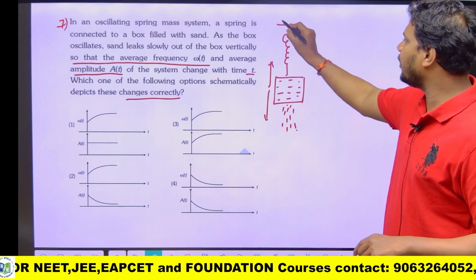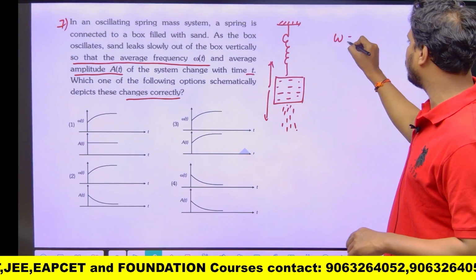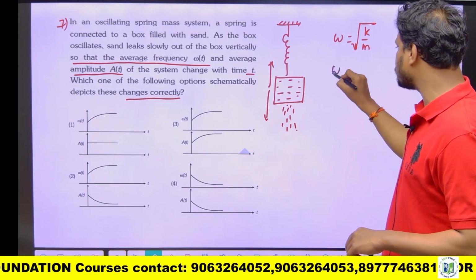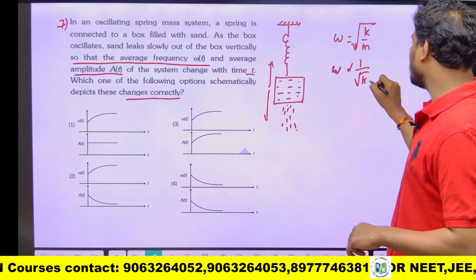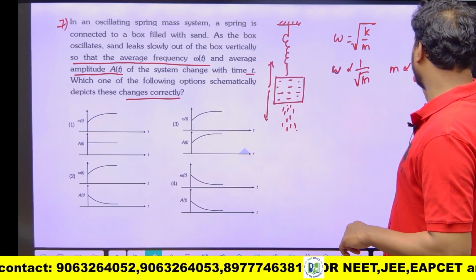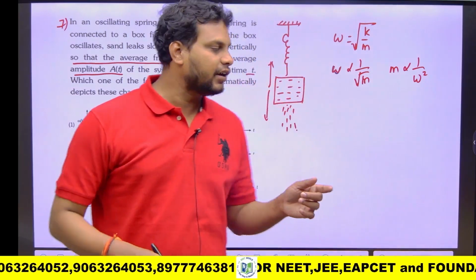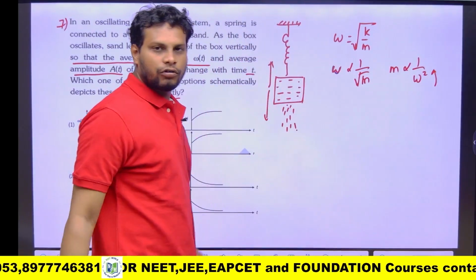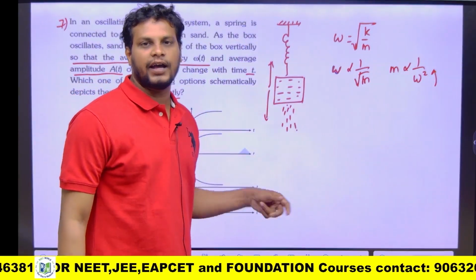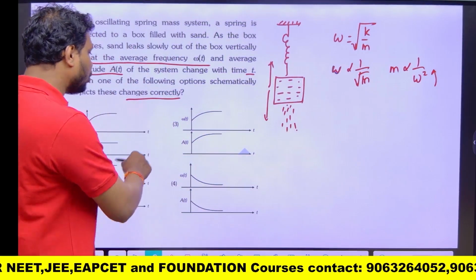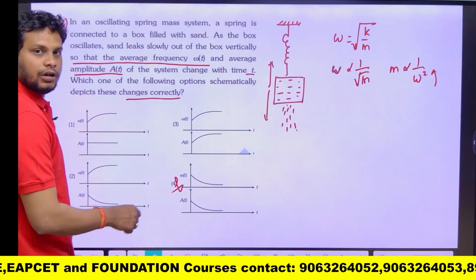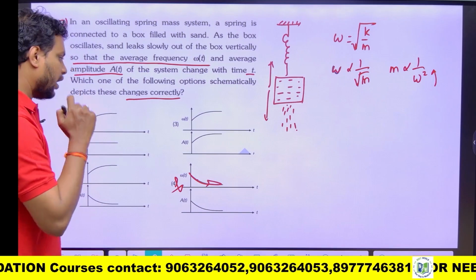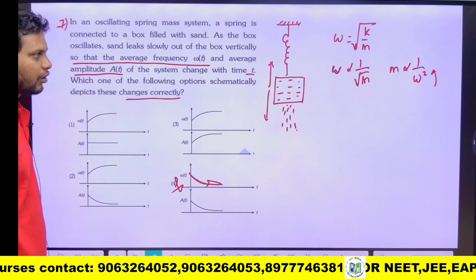Then we have the formula for the angular frequency of the box, that is omega is equal to under root of k by m, or we can say omega is inversely proportional to square root of m, or m is inversely proportional to omega square. As the sand is coming out of the box, its mass decreases, then the angular frequency value increases. So with respect to time, mass is going to decrease and the angular frequency is going to increase. Then out of these 4 options, we can eliminate this option because here the angular frequency decreases with time. So our answer may be among options 1, 2, 3.